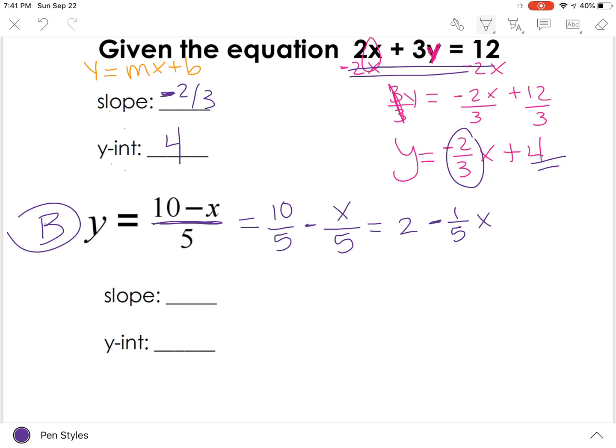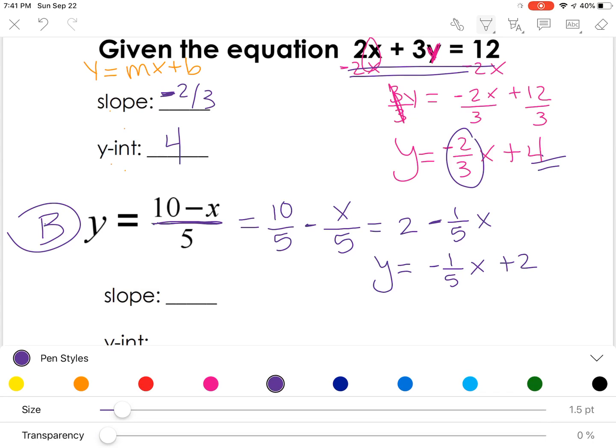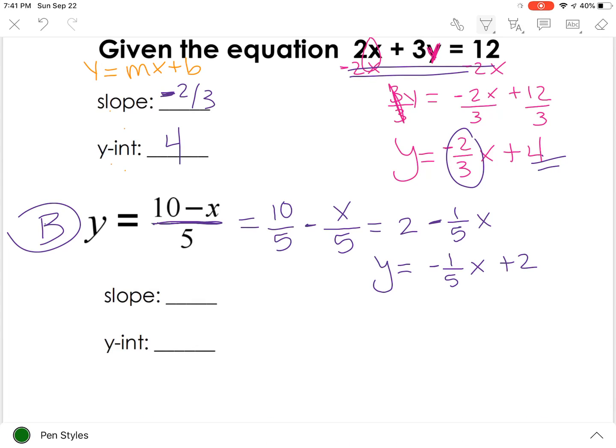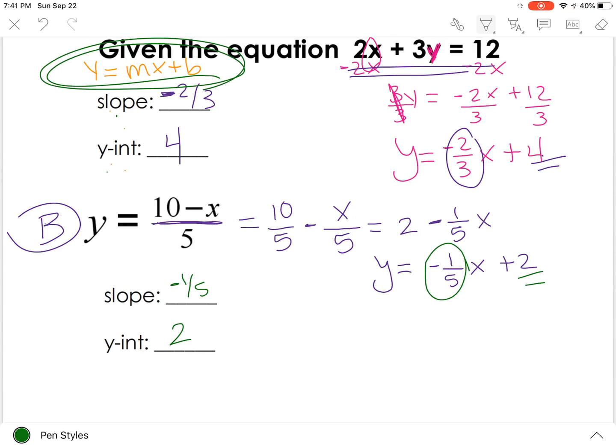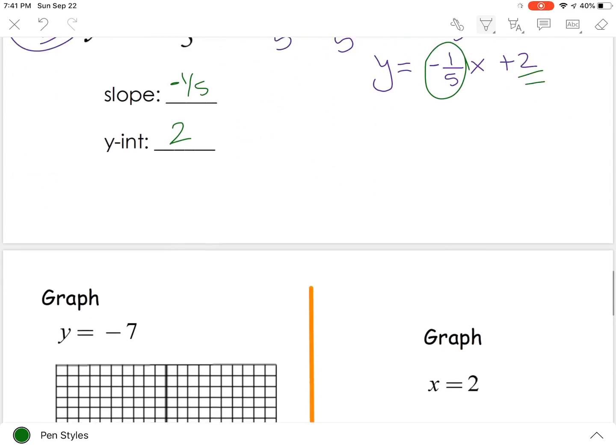Okay, and then since it's an equation, we can just swap these around. So we could write this as negative 1/5 x plus 2, and there we have our slope-intercept form. Our slope will be negative 1/5. Our y-intercept is a positive 2. So again, if you are going to use your equation to find the slope and y-intercept, it has to be in that slope-intercept form before you can start.